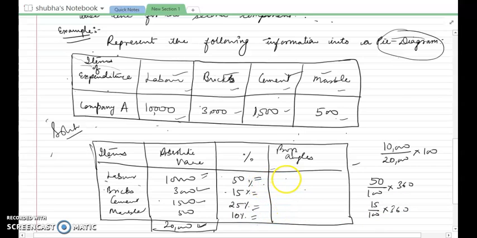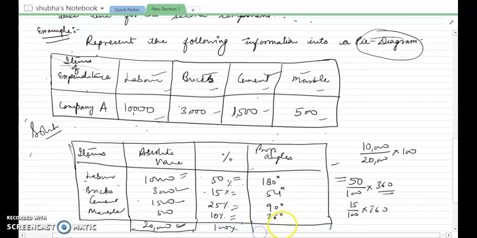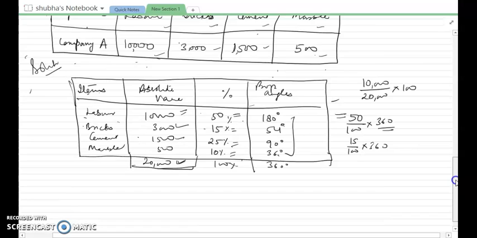So the values we got are 180 degrees, because it is 50%, directly half of 360 degrees, 180. Then 54 degrees, and then 90 degrees, and then 36 degrees. Now you can just verify it by totaling it. Its total should be 100% and its total should be 360 degrees, because the total of all the degrees will be 360. Now how to plot it into a pie diagram?